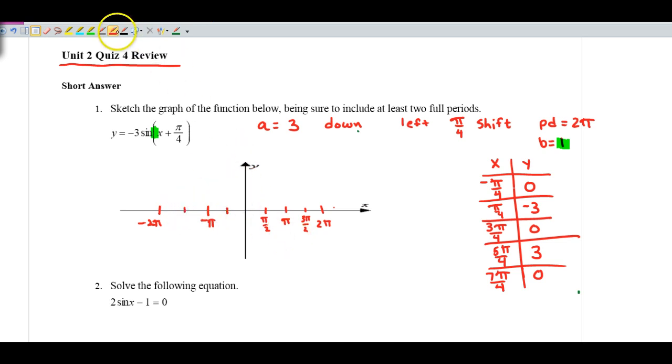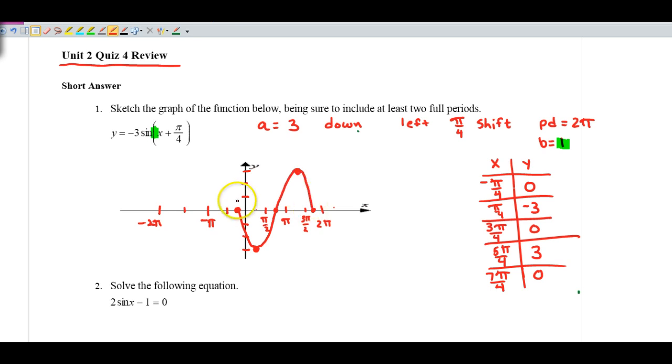Now this graph is going to start right here at negative pi over 4, and at positive pi over 4 right here, it's going to be at negative 3. So we're going to go 1, 2, 3, and then we'll go 1, 2, 3 up here. So halfway in between, it's going to be negative 3. And at 3 pi over 4, it's going to be 0. And at 5 pi over 4, it's going to be positive 3, which is right here. And at 7 pi over 4, it's going to be 0 there. So this is one period. The curve looks like this.